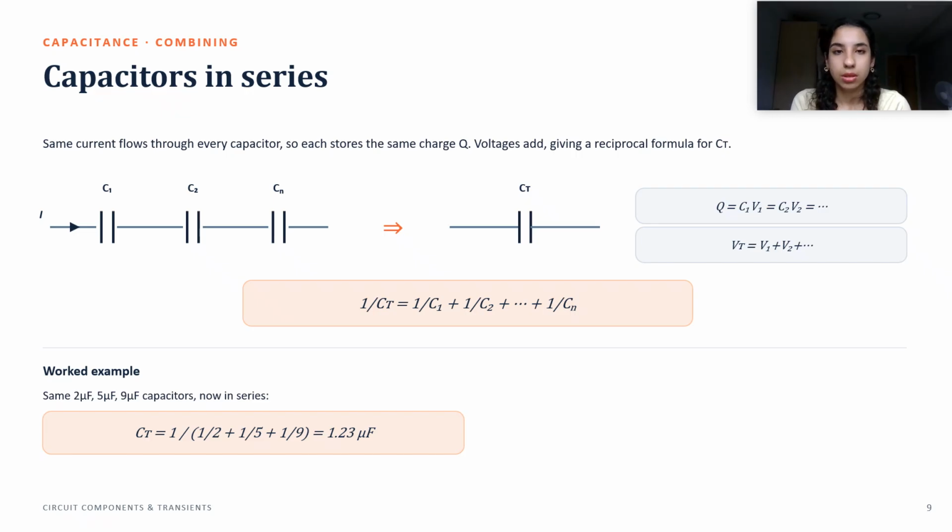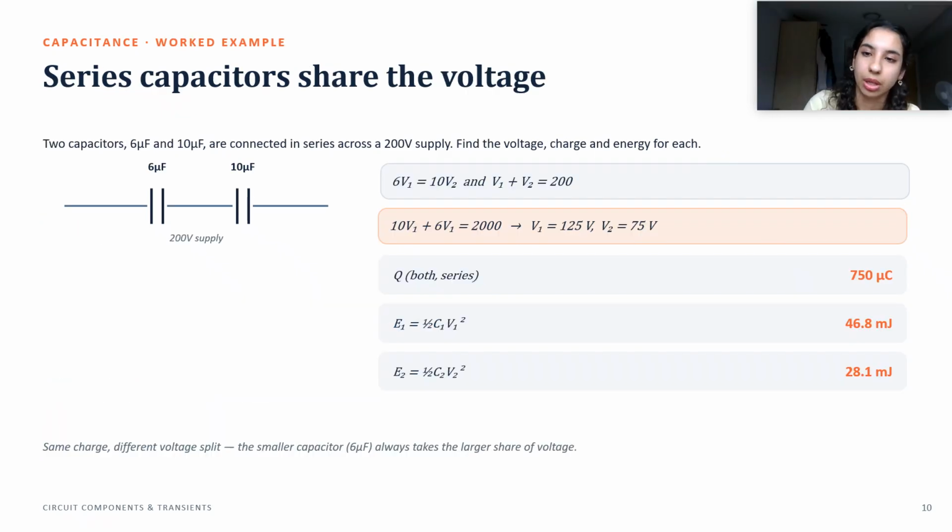Okay, so we have 2 capacitors in series. We know that the voltage supply is 200 volts, and one capacitor is 6 microfarads, the other 10 microfarads. Well, what happens in series capacitors, they share the voltage, right? But the most important thing we have to remember is that the charge will be the same on each capacitor.